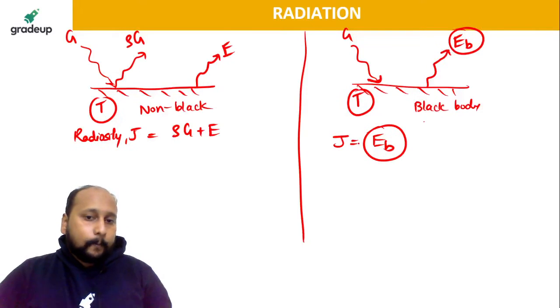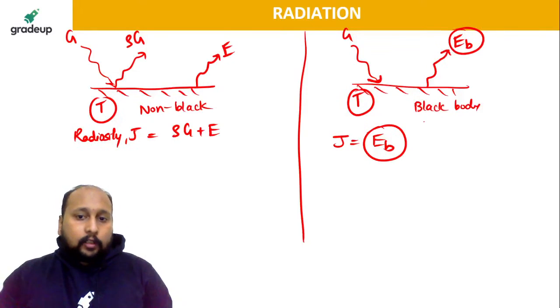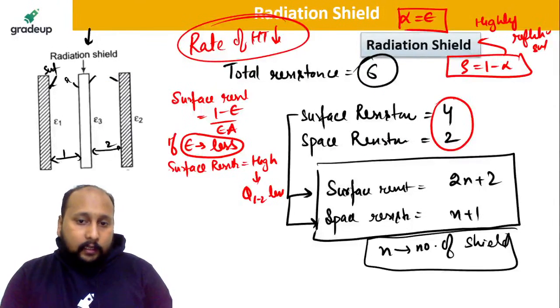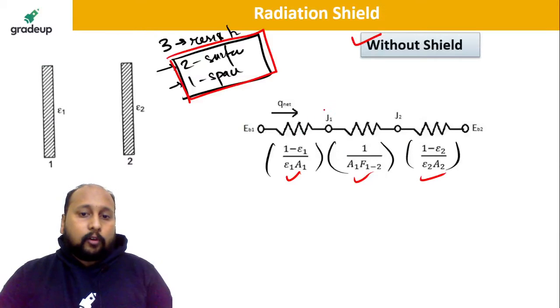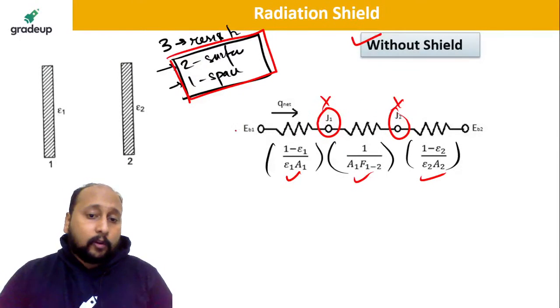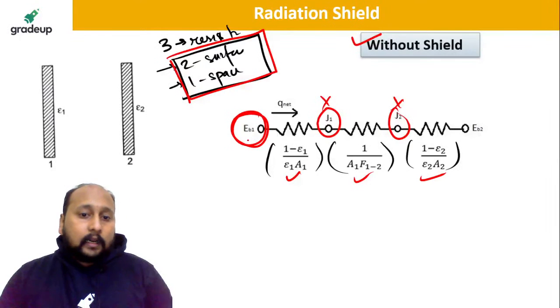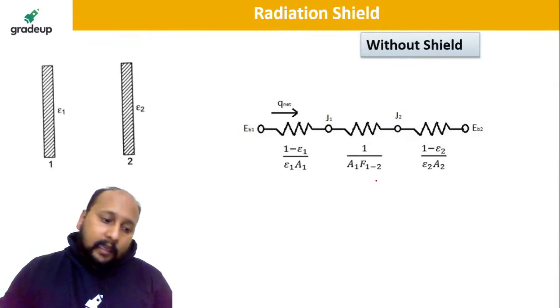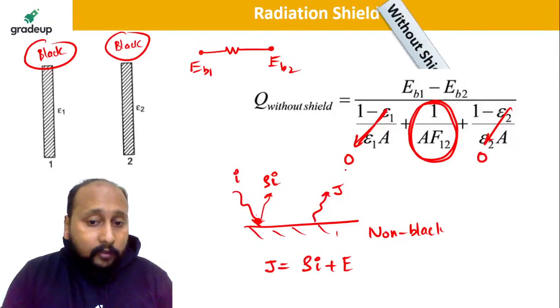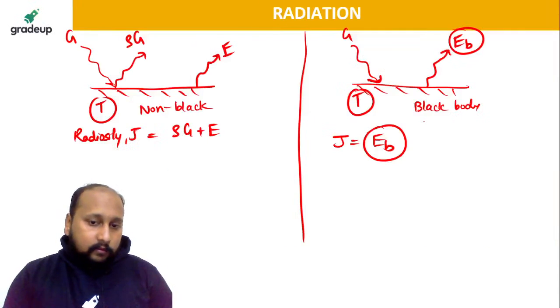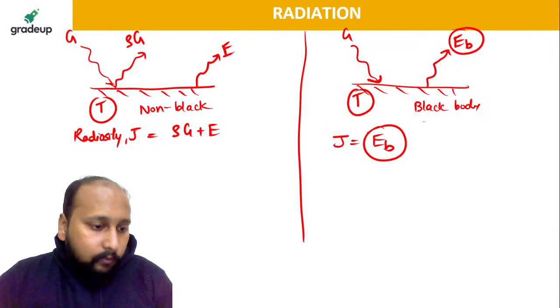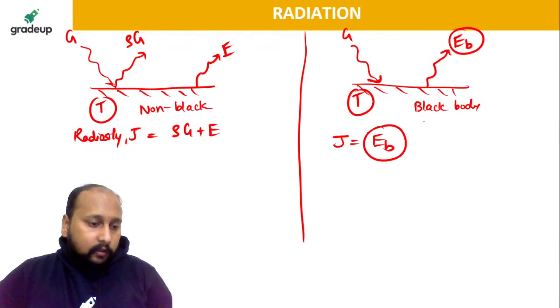Now it's clear. For a black body, you won't have any J, because from the surface EB is going out, and that is exactly your radiosity. Only the reflected portion would make the difference. I hope so. Akhil and Bull Shark have clarified their doubt.